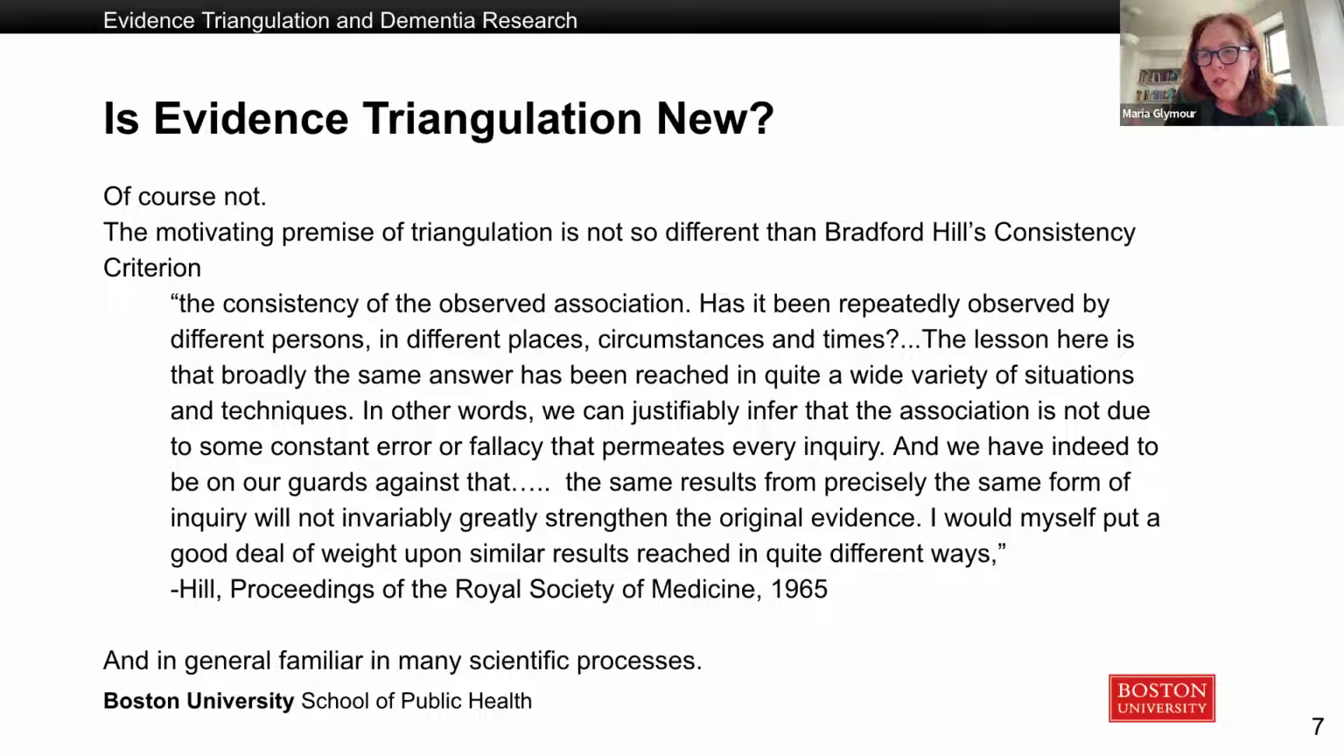Is evidence triangulation new? I would say, of course not. The motivating premise of triangulation is not so different from Bradford Hill's consistency criterion. This is a quote from Bradford Hill: The consistency of the observed association, i.e., has it been repeatedly observed by different persons in different places, circumstances, and times? The lesson here is that broadly the same answer has been reached in quite a wide variety of situations and techniques. In other words, we can justifiably infer that the association is not due to some constant error or fallacy that permeates every inquiry. And we have to indeed be on our guard against that.